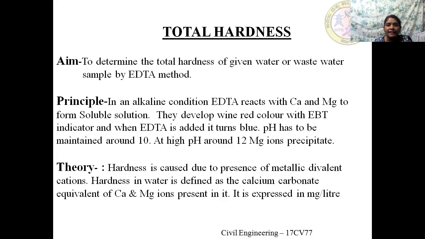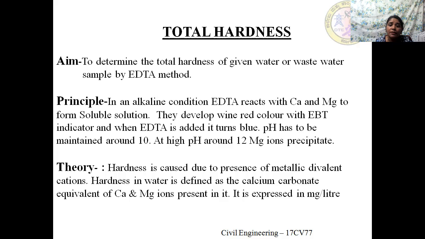So when EDTA is added as a titrant, the calcium and magnesium ions get complexed, and this results in a sharp change of color from wine red, which appeared when we added the EBT indicator, to blue after the titration, and that is the end point of the titration. The reaction has ended. So the main principle is that a pH around 10 has to be maintained to determine the total hardness. So we need alkaline conditions.